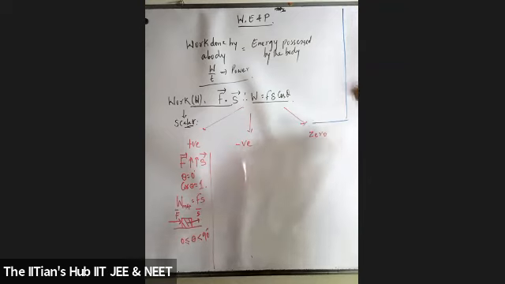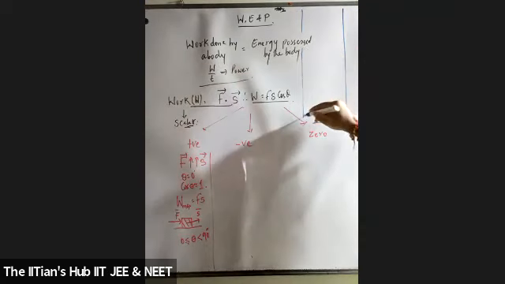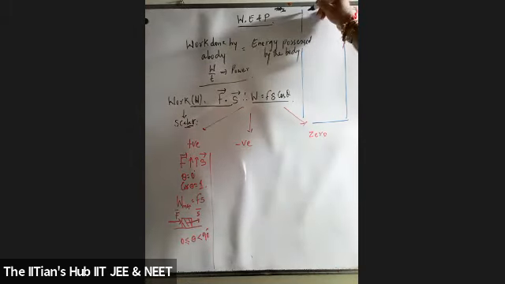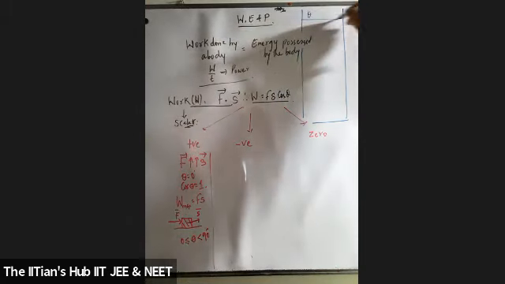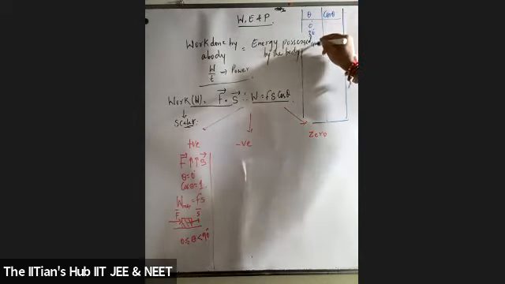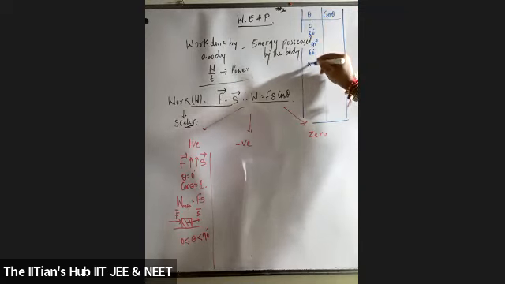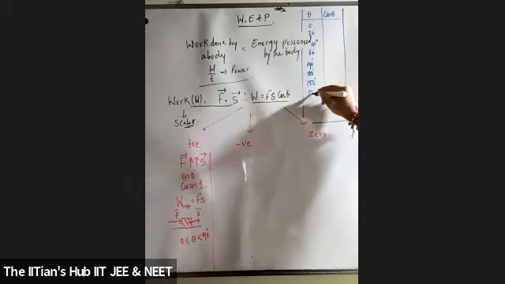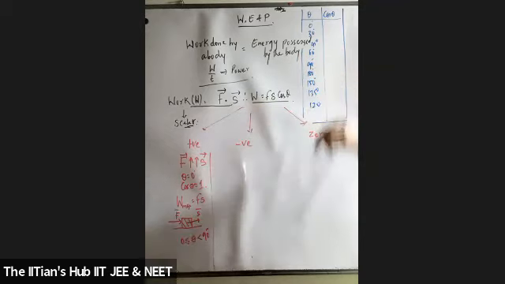Students, to do problems on work done, a student should know the corresponding values of cos theta. Let me put forward those angles over here, students. Suppose I go for theta, and the corresponding values of cos theta over here, students: 0 degrees, 30 degrees, 45, 60, 90, 180, 150, 135, 120.